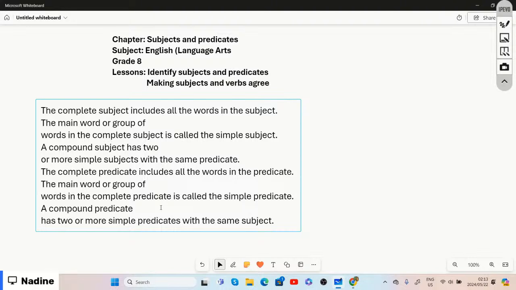So also with our subjects and our predicates, the subject tells us who or what is doing the action. Then we have a predicate, which is basically the action and everything else after the action. Then we have a compound predicate, and a compound predicate has two or more simple predicates with the same subject.